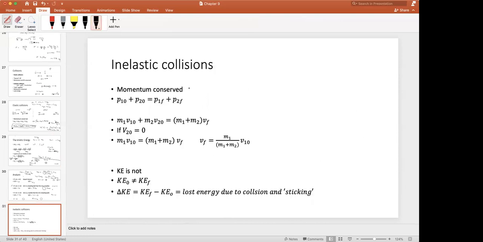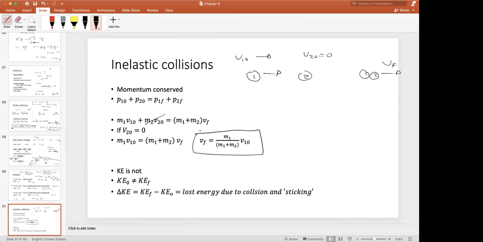So inelastic collisions: momentum is still conserved. But as we said, here we're going to do the same thing. V1 initial is moving. V2 initial is 0. And then afterwards, they stick together, and they both head off with a V final. How we write that mathematically is M1 V1 initial plus M2 V2 initial. If this is 0, they're equal to M1 plus M2 times V final because they stick together. And so what you get is M1 V1 initial is equal to M1 plus M2 times V final. And that gives us this equation, okay?